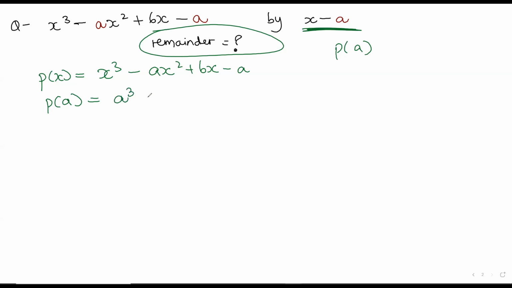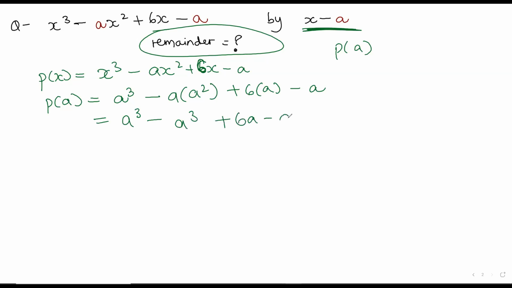Yes. Ma'am, A cube minus A bracket opens A square plus 6. Sorry, this is 6A. Okay. Minus A. So you see, this is A cube and this is minus A cube and this is plus 6A minus A, right? So these two get cancelled. Very good.